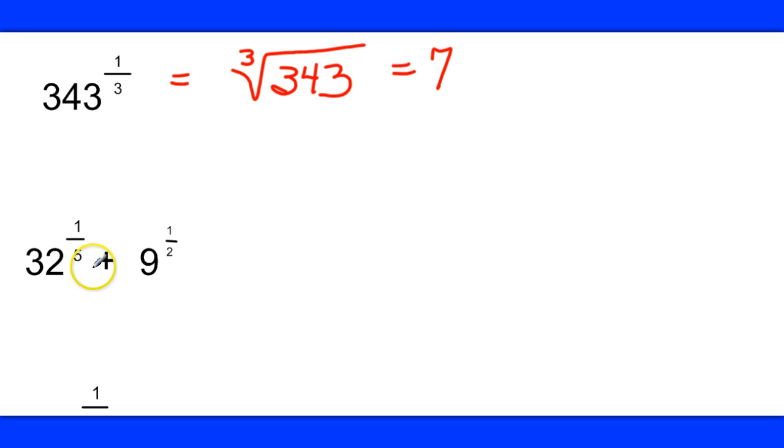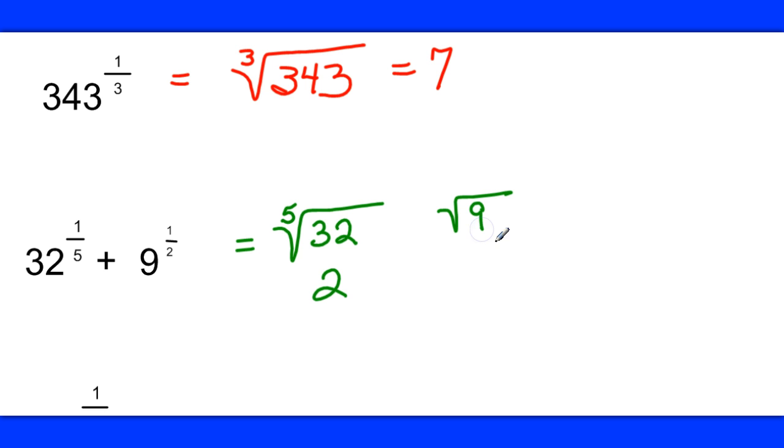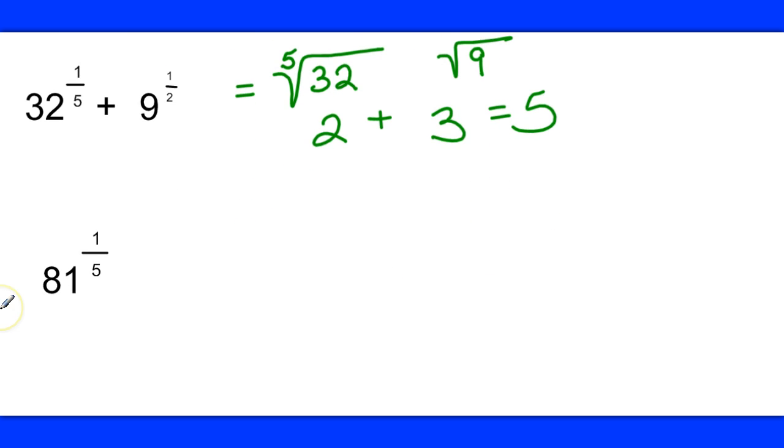Now in this next one, we have addition. Our order of operations still holds true. You have to take care of the exponents before you can do addition. So this is basically asking you for the 5th root of 32. So what to the 5th power will give you 32? That's going to be 2. This one is asking you for the square root of 9. The square root of 9 is 3. So this problem in reality is 2 plus 3, which is 5. Okay? So don't let this scare you.